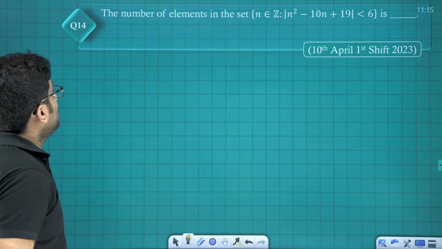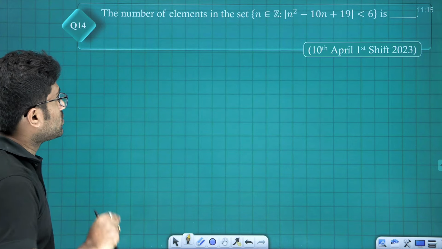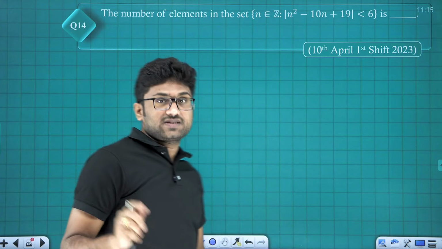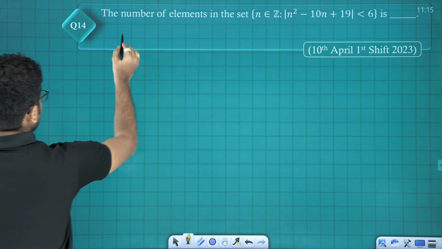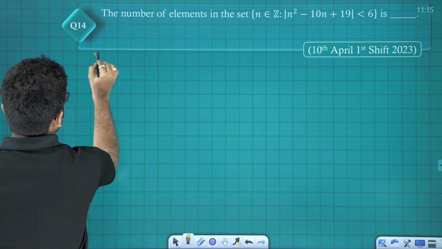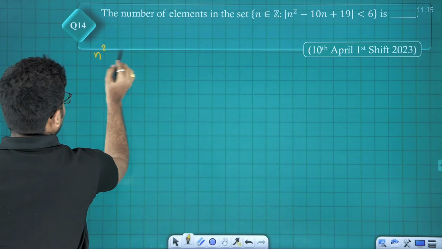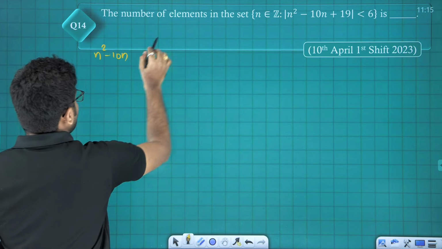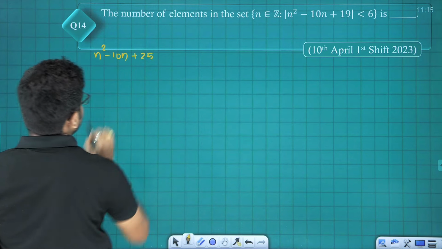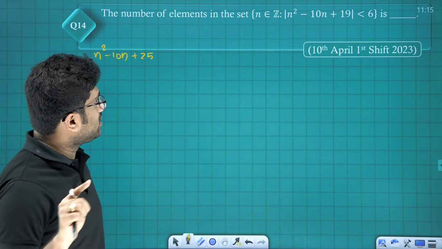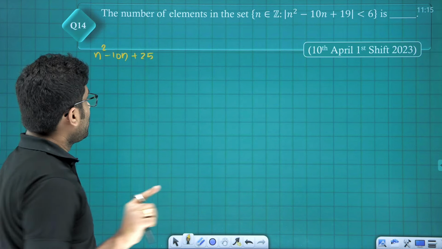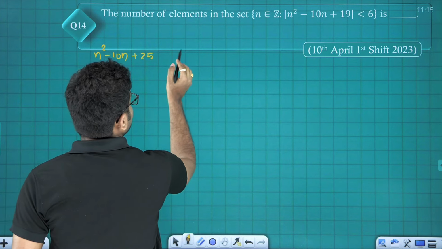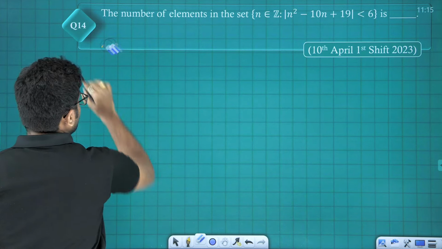Next question. The number of elements in the set n belongs to Z such that n square minus 10n plus 19 less than 6 mod of n square minus 10n. This we can write it as, see friends, n square minus 10n. Let's do it by using completing square method, plus 25, because n minus 5 whole square we can write as n minus 5 whole square. We have 19, no? So minus 25.